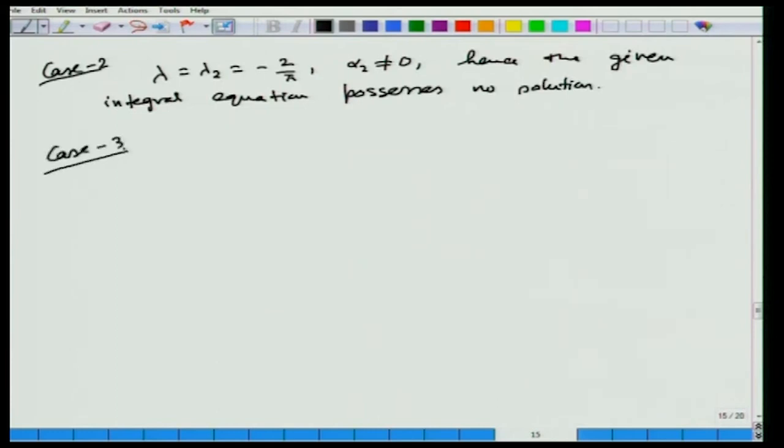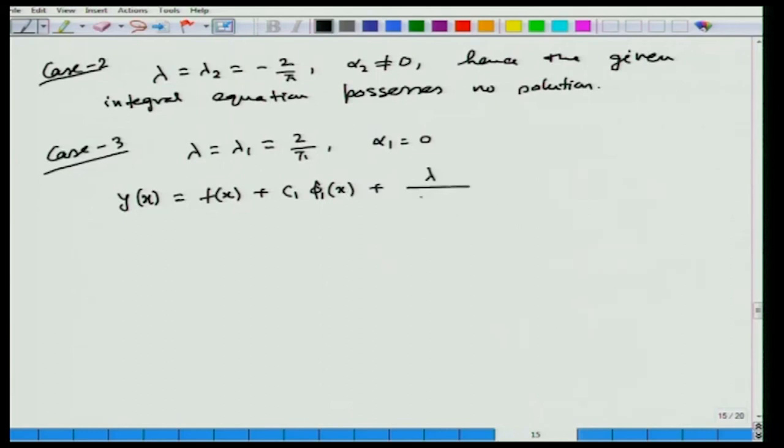And case 3: if lambda equal to lambda 1, which is equal to 2 by pi, alpha 1 equal to 0, and in this case the problem has infinitely many solutions, those are given by y(x) equal to f(x) plus c 1 phi 1(x) plus lambda divided by (lambda 2 minus lambda) alpha 2 phi 2(x), and this will be equal to 1 plus c cos x minus 2 by pi sin x. This c is the arbitrary constant. So, this is your infinite number of solutions.